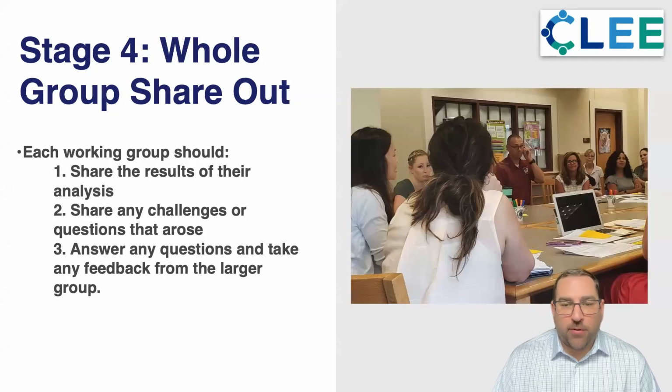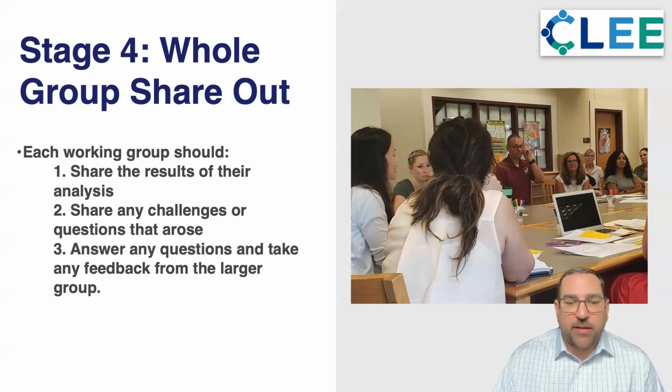Once the top one or two root causes have been selected, each of the 3 to 5 small groups should reconvene as a whole group and share out the results of their analysis, including some of the challenges and the questions that arose along the way. And small groups should also take questions and feedback from the larger group and use that as a final moment to consider their conclusions of root causes.